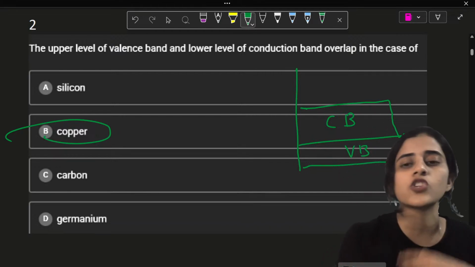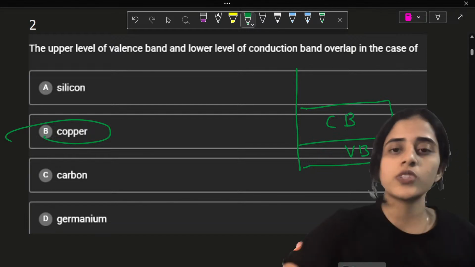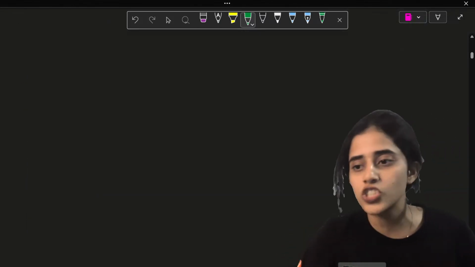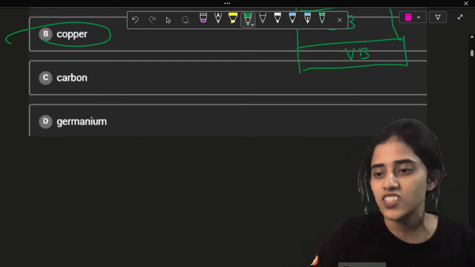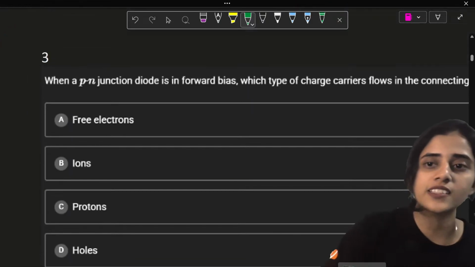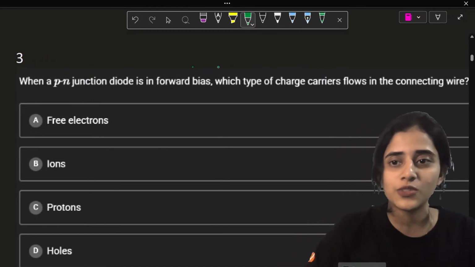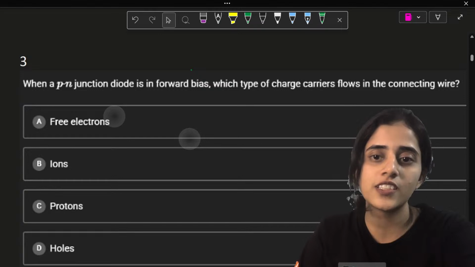Yes, very good students. It's option B. Conduction band and valence band merged together. Super students, great going. Keep up the energy. Let's go on to the next question. Yes, Monisha, very good. It's option B. Okay, next question. I want the energy when we look at hard questions as well.